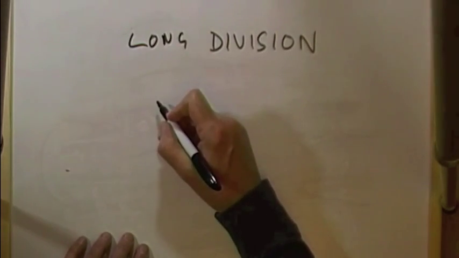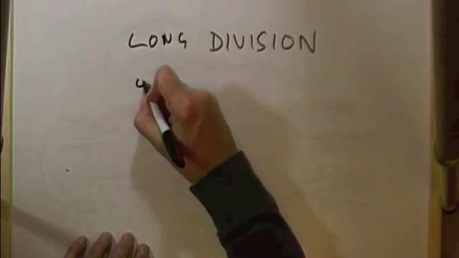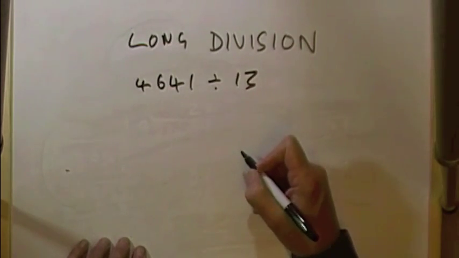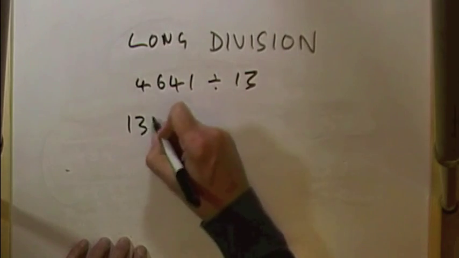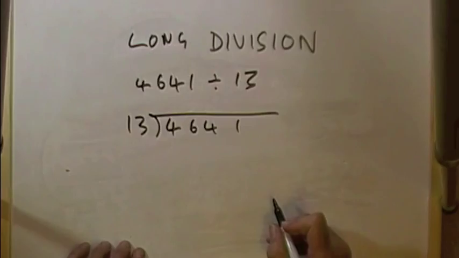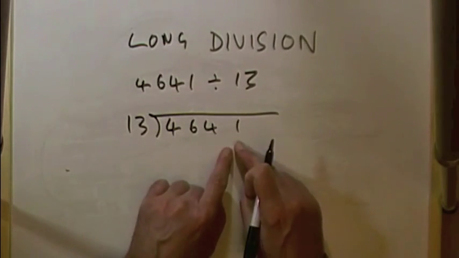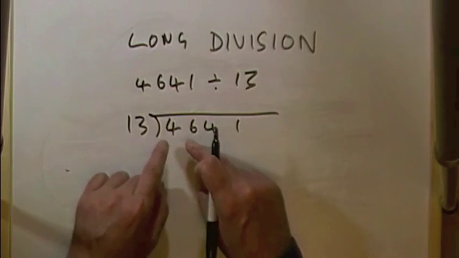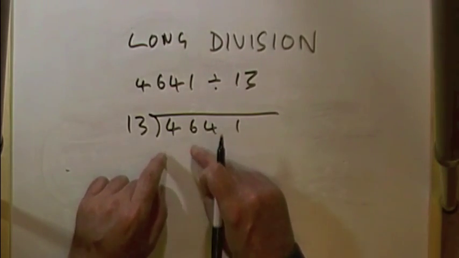If it was something like, for instance, 4641 divided by 13, not quite so straightforward. Exactly the same setting though. How many 13s are there? Well, I'm not going to start here and start taking away the 13s, or start here and take away the 130s. I'll start here with taking away the 1300s, with 13 10s.